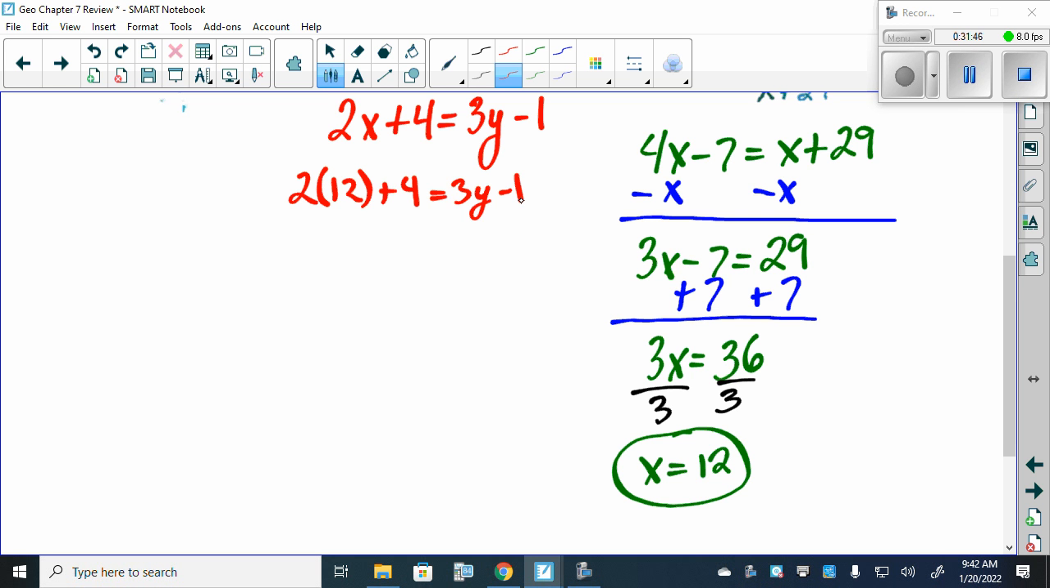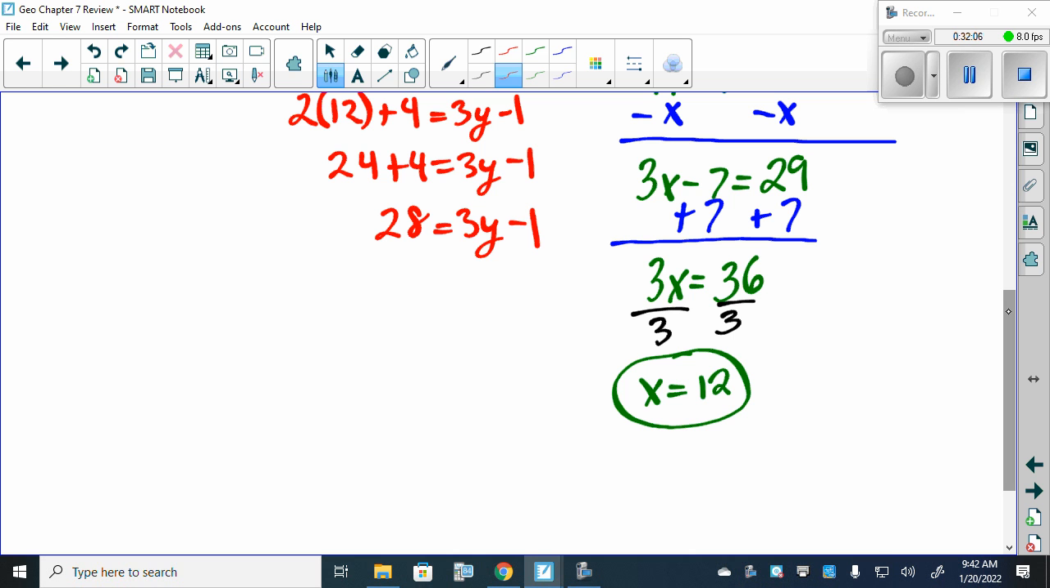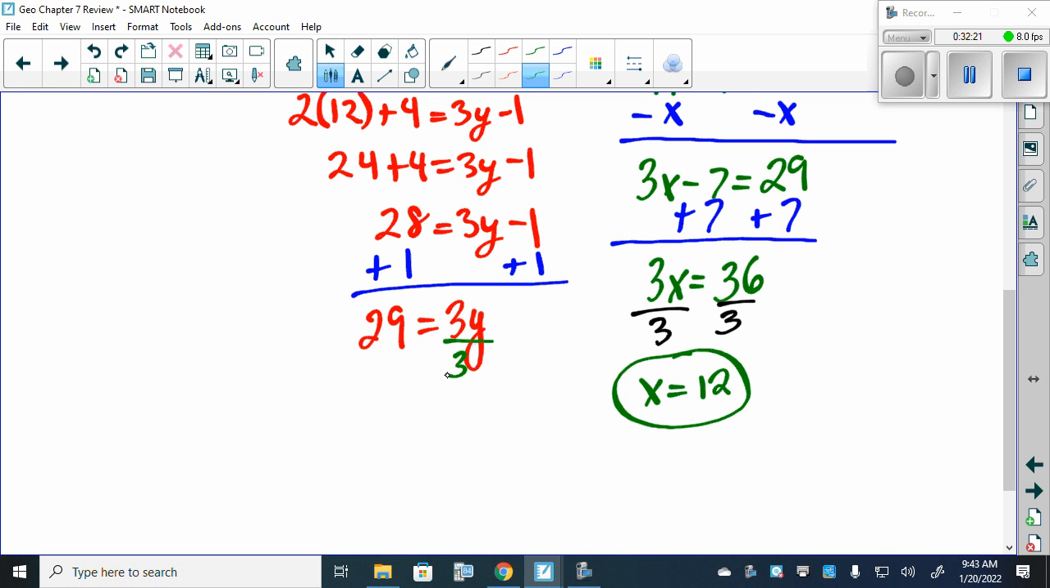And then we can plug the x back in and do 2 times 12, which is 24, plus 4 is equal to 3y minus 1. So, and luckily we do get a nice whole number this time. We can, actually we aren't. 29 equals 3y. Because 9 would be 27.